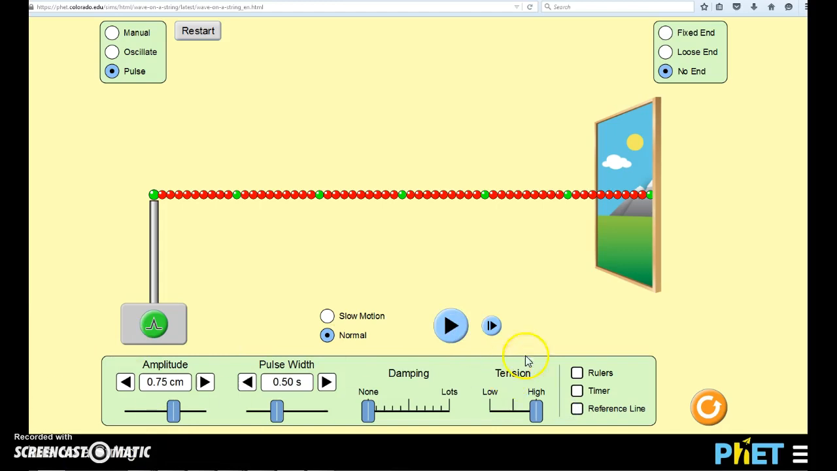Now, wave speed depends on something very important. It depends on how the particles interact with each other. When I increase the tension, I change how quickly they respond to each other. When you increase the temperature of air, you change how quickly the particles respond to each other because they're going faster. So wave speed does not depend on frequency. It depends on how the particles interact.